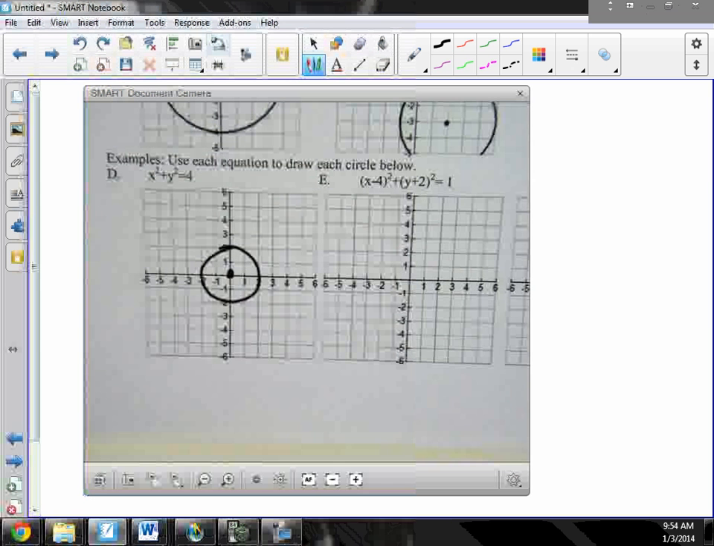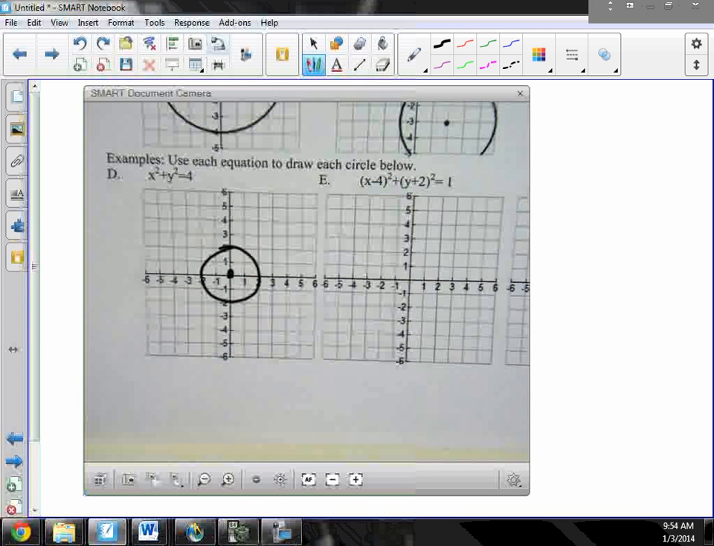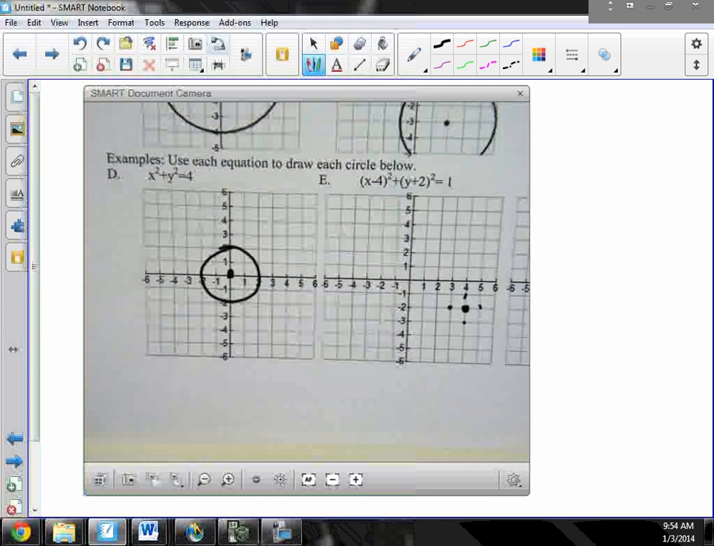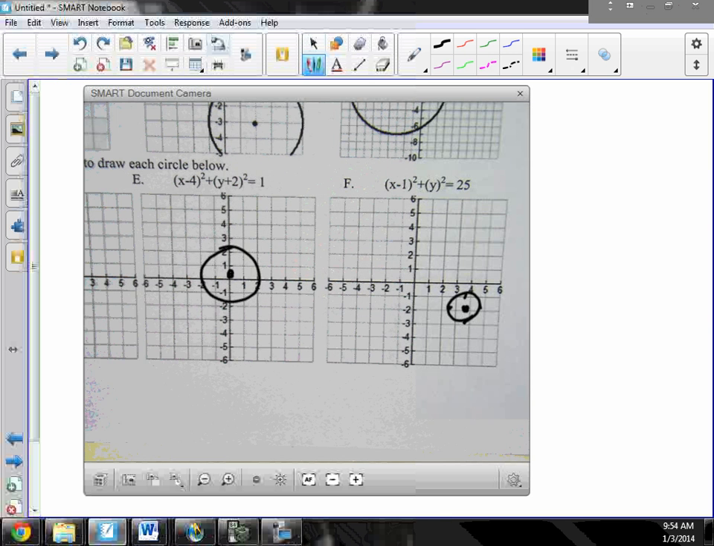For the second one, where is the center? No. 4, negative 2. Because remember, h and k are opposite of what it says inside the parentheses. So the center is at 4, negative 2. What's the radius? So it would look like that. All right. Part F. Where is the center? 1, 0. And the radius is 5.